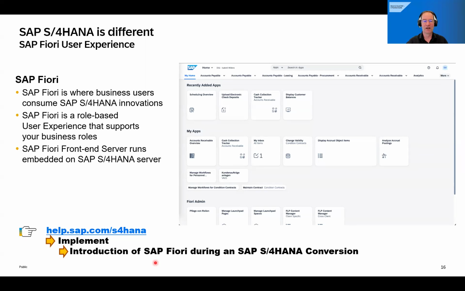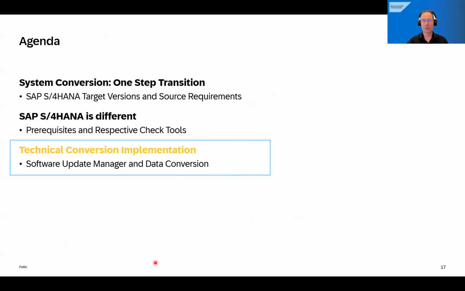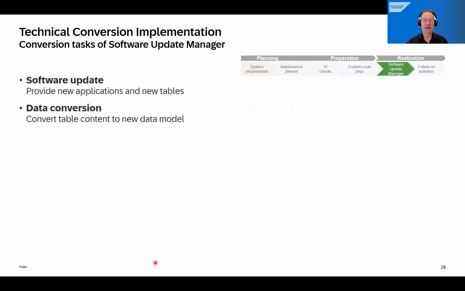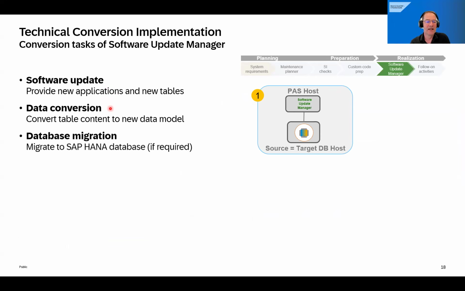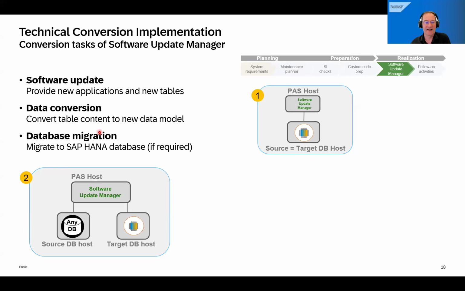So it's strongly recommended. Finishing up with a technical conversion. Again, the Software Update Manager is the tool here. And the Software Update Manager does what the tool name says. It's updating the software components. It will run part of the data conversion from the old data model to the new data model. And if required, it will also do the database migration. If the source is already on HANA database, it will be kept. If the source is on non-HANA database, the tool will run the database migration to SAP S/4HANA.